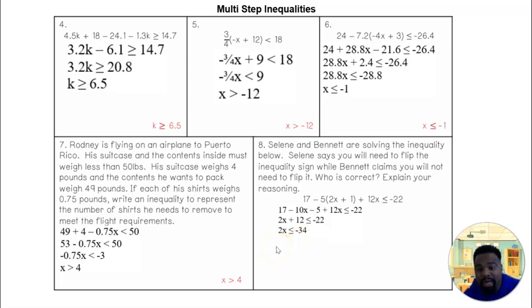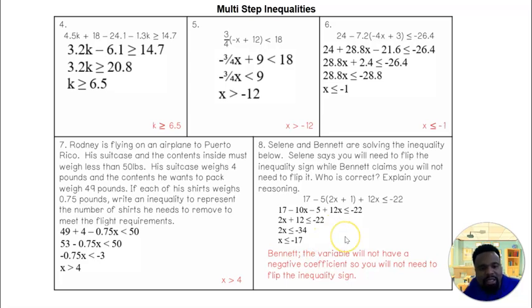We divide both sides by 2. Since we're dividing and it is not a negative number, 2 is positive, you're going to keep your inequality the same. So when I divide both sides by 2, I got negative 2. So x is less than or equal to negative 2. Even though this number on this side is negative, that's fine. As long as your coefficient, the number that you're multiplying or dividing, is not negative, then you don't need to flip the inequality sign. So we will have to rock with Bennett and say that Bennett is correct in this instance, because since you don't have a negative coefficient, you don't need to flip the inequality sign.